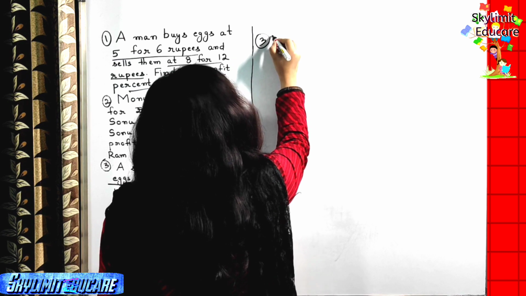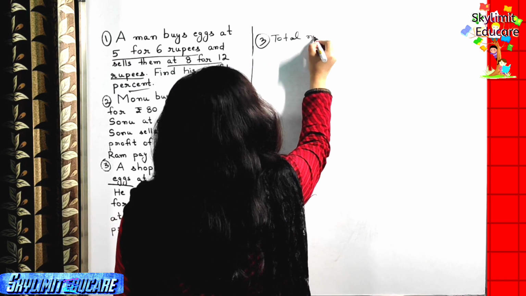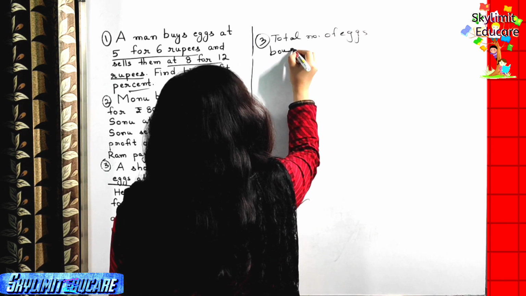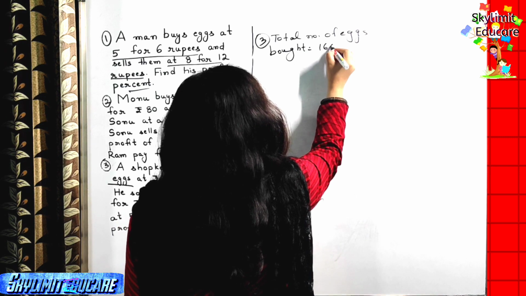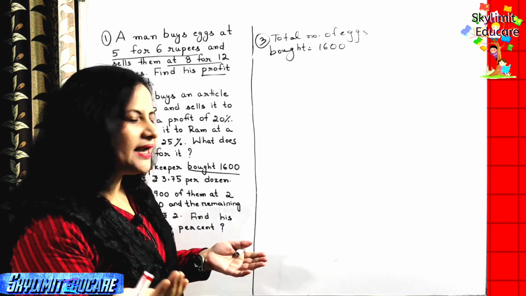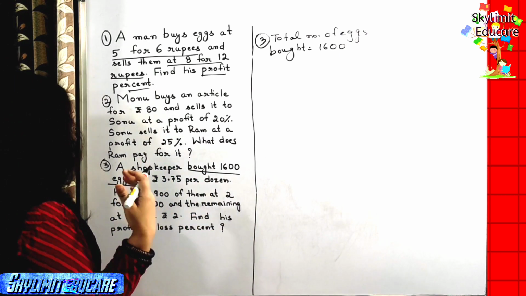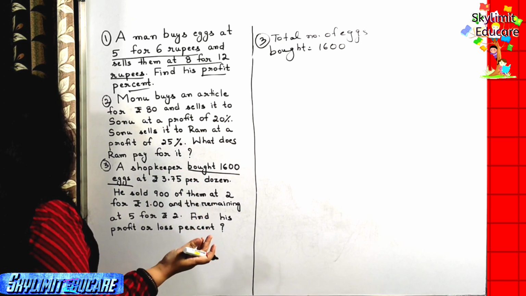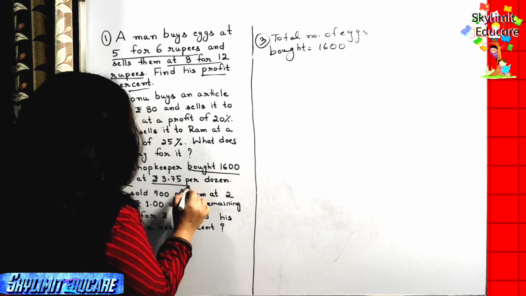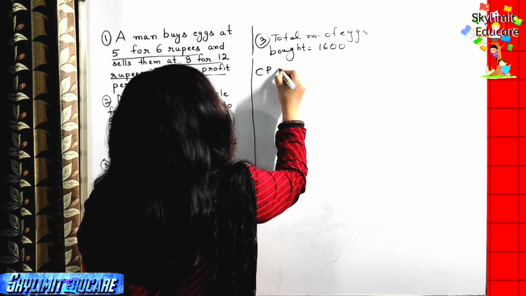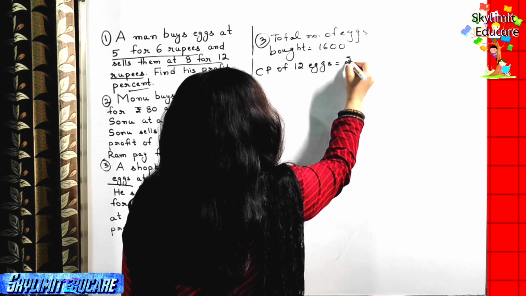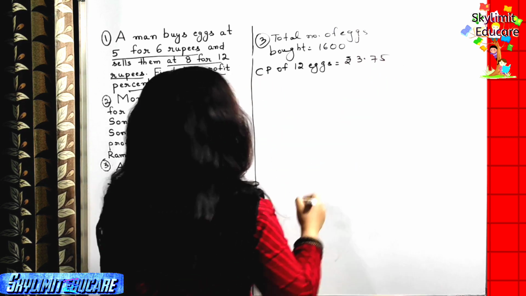Total number of eggs bought is 1600. The shopkeeper bought in total how many eggs? 1600 eggs. And at what price did he bring the eggs? Let us find out the cost price of the eggs. At rupees 3.75 per dozen means what? CP of 12 eggs is given. CP of 12 eggs is rupees 3.75.